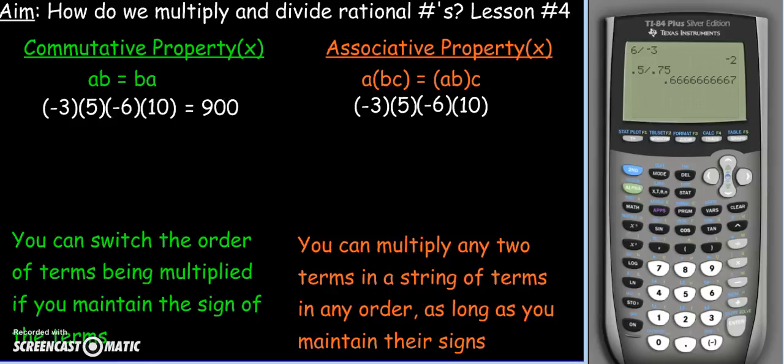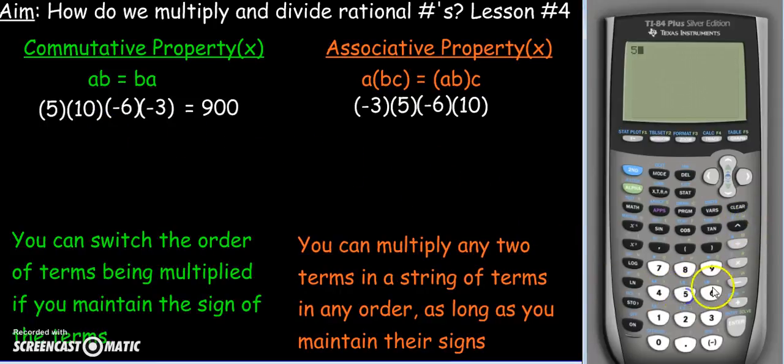Now, just like we looked at with addition and subtraction, there are the same two rules for multiplication. And that is the commutative property, which says the order of the numbers can be reversed. It doesn't matter the order in which we multiply these numbers, we'll get the same result. In this case, 900. We have a bit more time in this video, so let's see what we get if we multiply these. 5 times 10 times negative 6 times negative 3, we get 900.